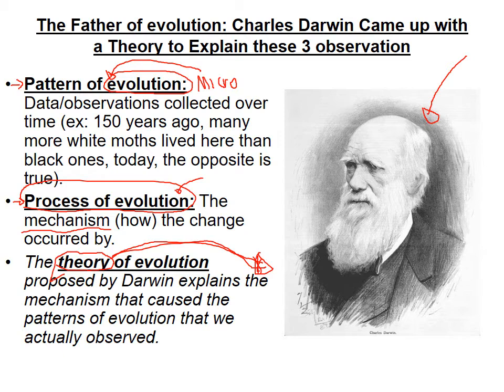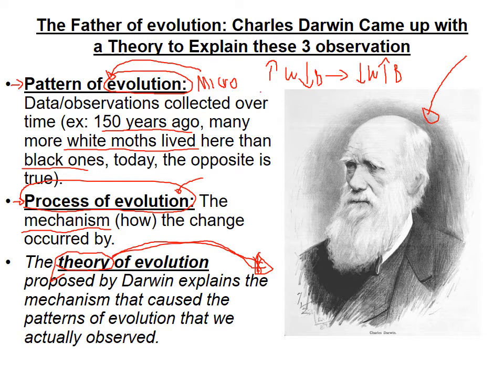About 150 years ago, there were a lot of white moths living in a certain area, and there were way more white moths than black moths. But today, in this area, the opposite is true. There's a lot more black moths than white moths. So basically, in the past, we had a lot of white moths and few black moths. But then over a few generations, the number of white moths went down and the black moths went up.